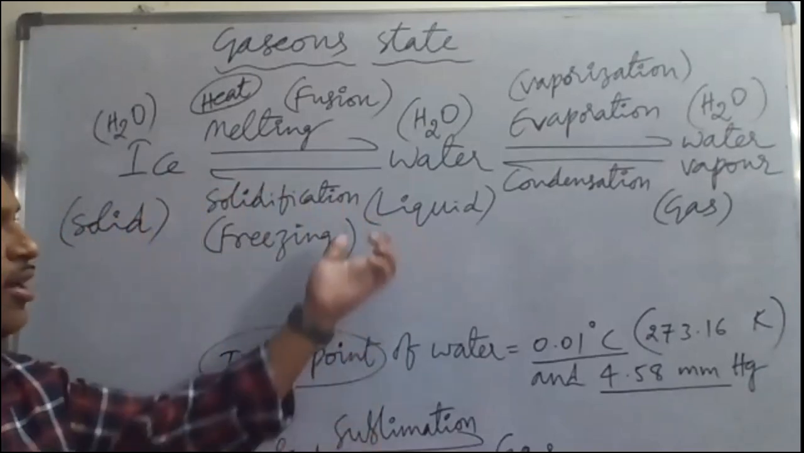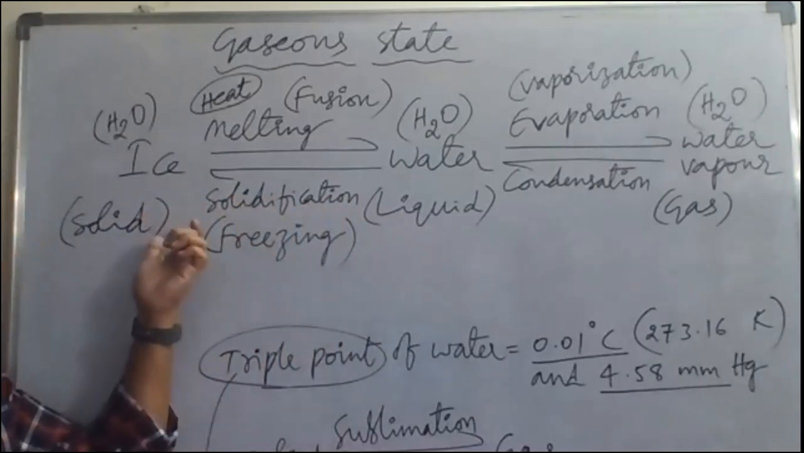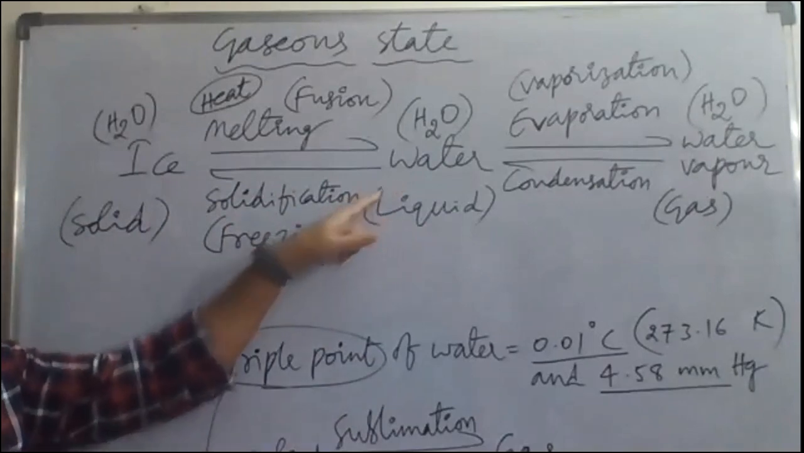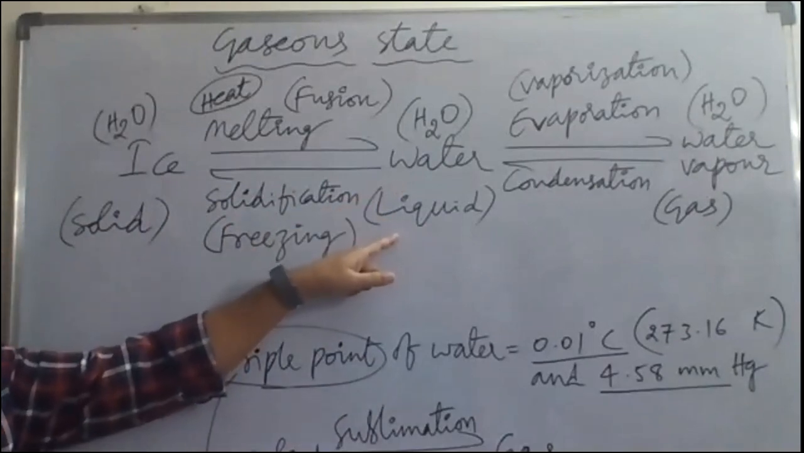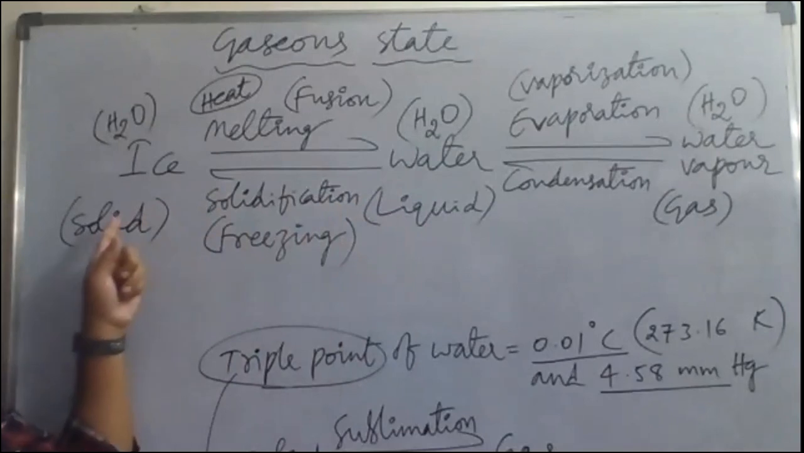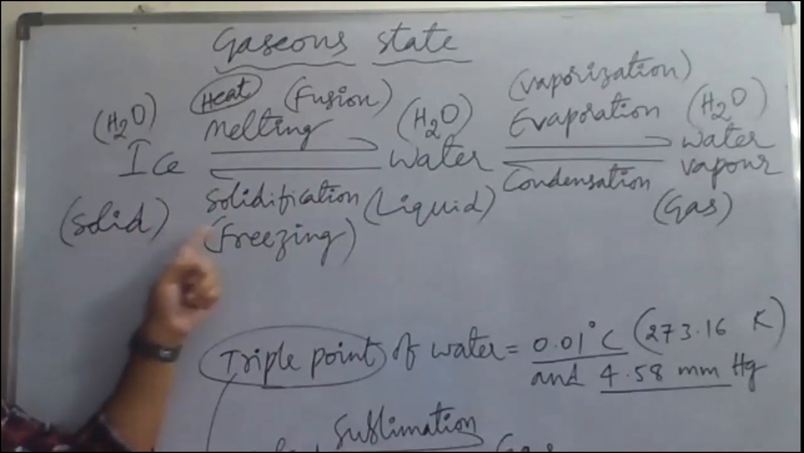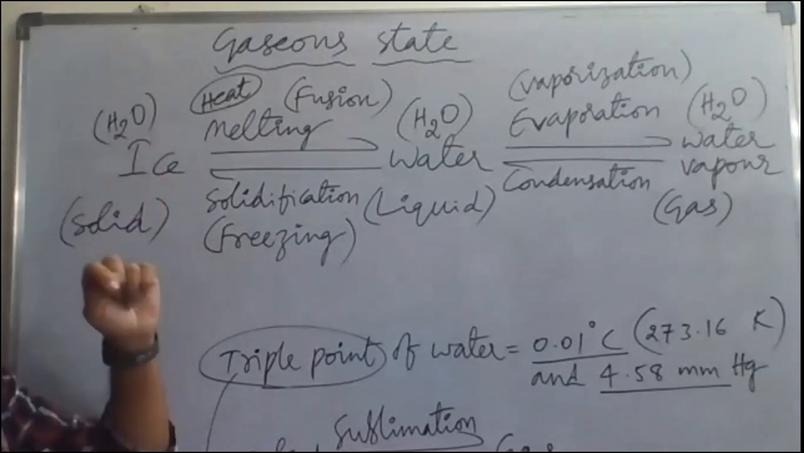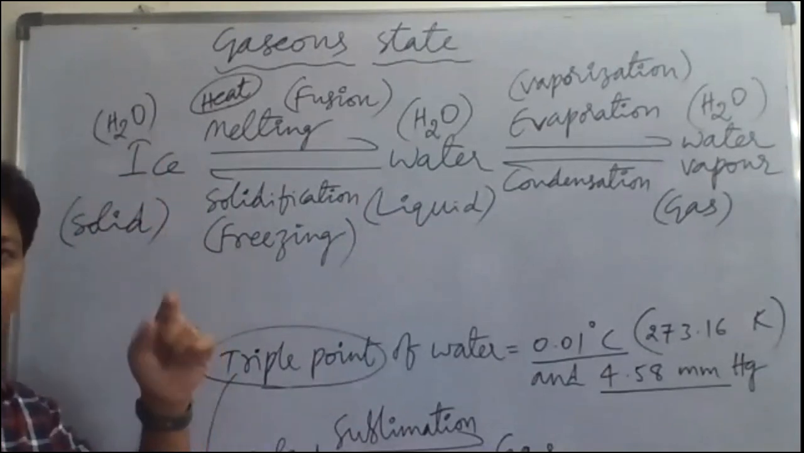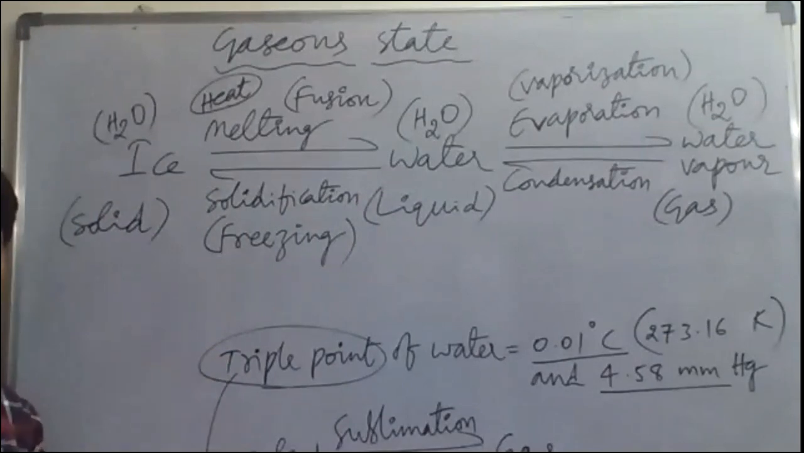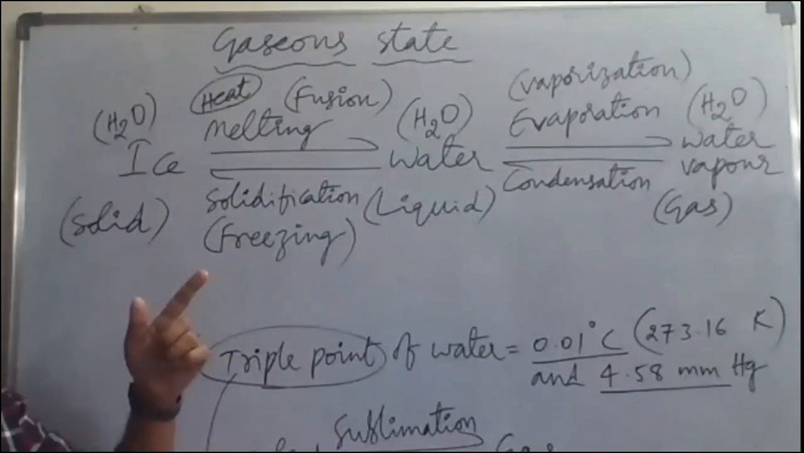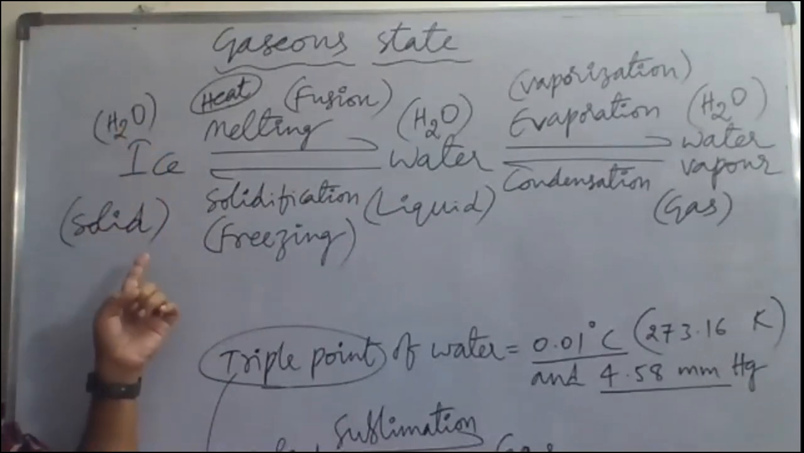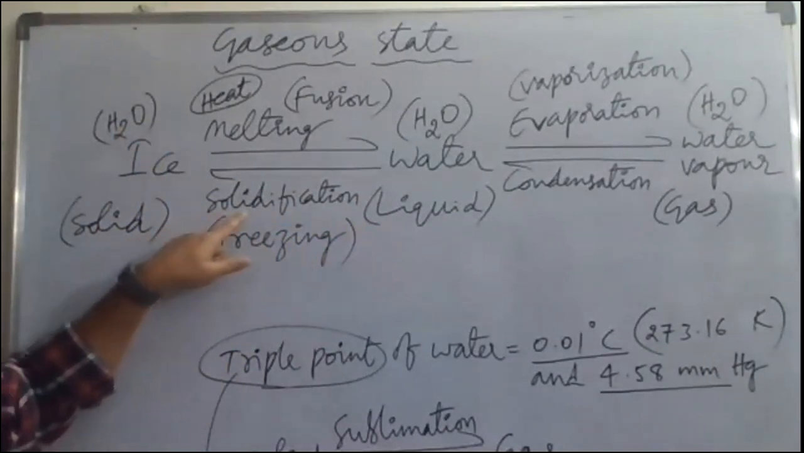This is generally called solidification. In the case of water, it is called freezing. If you keep liquid water in the freezer, the liquid water changes to solid ice. That is freezing. Don't confuse this with dry ice. Dry ice is different; dry ice is the solid state of CO2. But here ice means the solid state of H2O. So liquid to solid is called solidification.